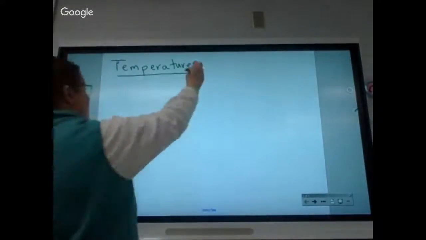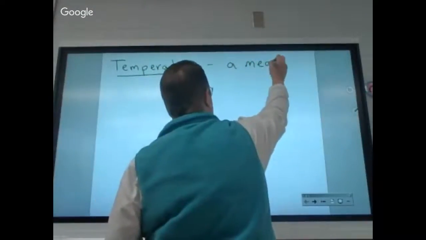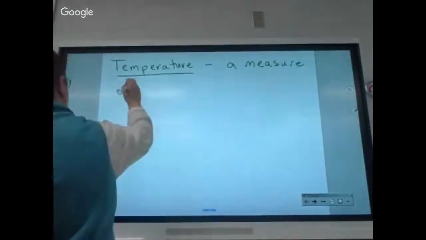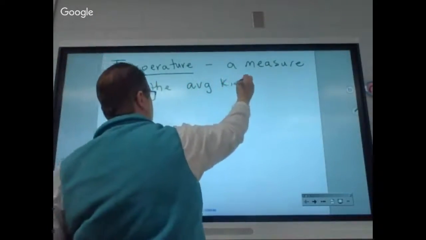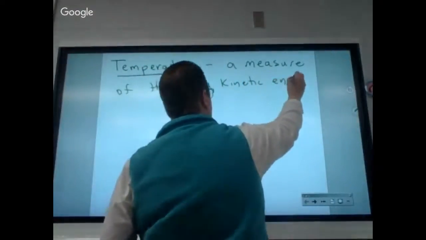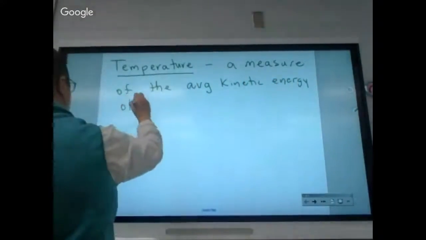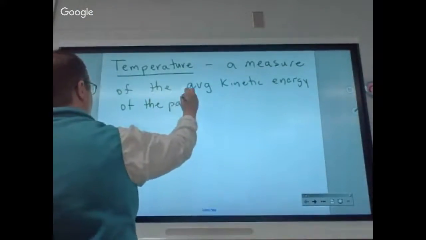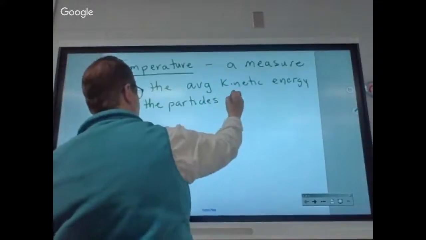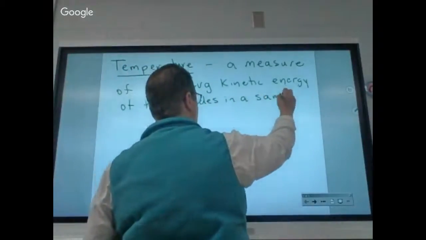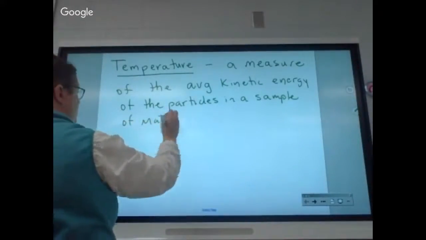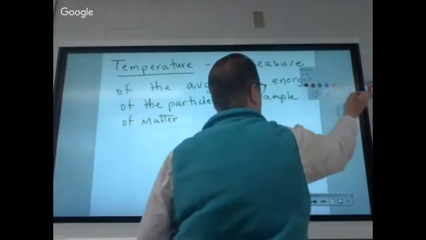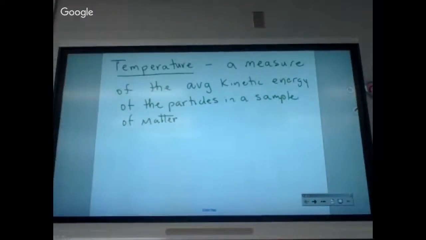Now, temperature is defined as a measure of the average kinetic energy of the particles in a sample of matter. All right, a measure of the average kinetic energy of the particles in a sample of matter.